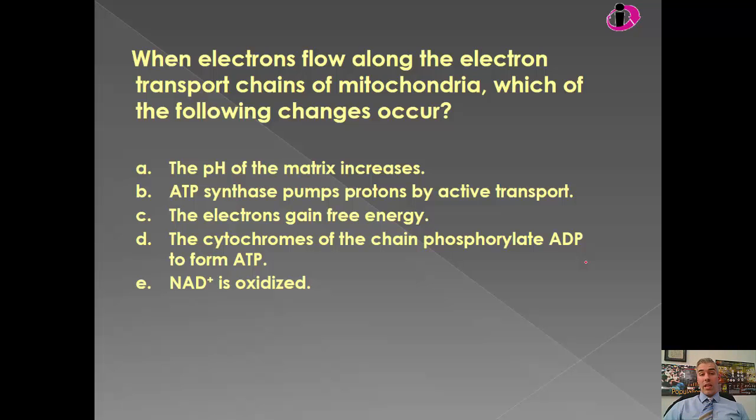The electrons don't gain free energy during this process. They actually lose free energy as they're passed, and that free energy is transferred to the process of hydrogens flowing across the membrane. The cytochromes of the chain phosphorylate ADP to form ATP. No, that happens in ATP synthase. NAD plus is oxidized. No, NADH is oxidized in this process because the electrons are being removed from it. Okay?